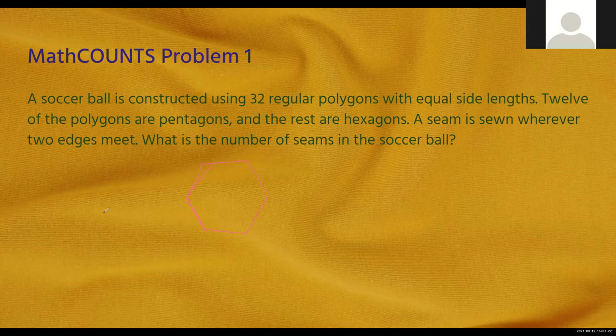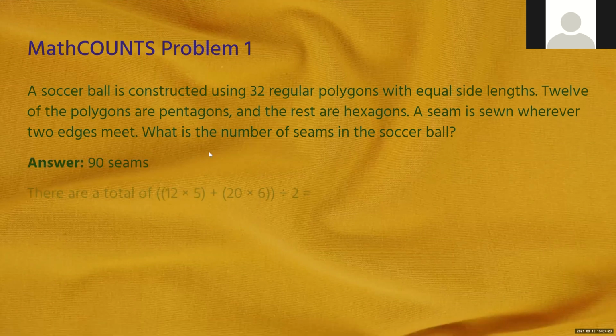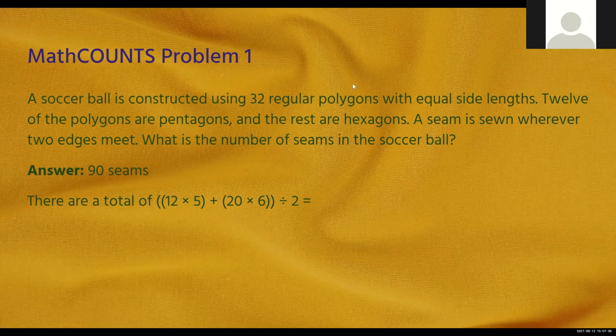So you are correct. Basically the answer is 90 seams. We know that there are 12 faces that are pentagons. So we do 12 times 5, because there are 5 sides for every pentagon, and we get 60. And then we know that the rest of the spaces are hexagons. So that means that there are 32 minus 12, or 20, hexagons. So we do 20 times 6, right? So that is 120. So we add 120 and 60 together and we get 180.